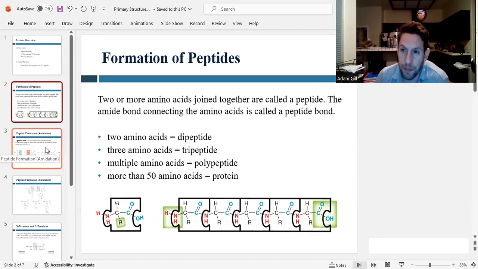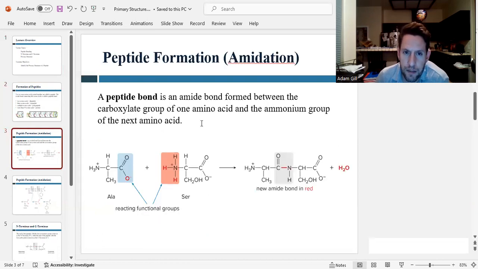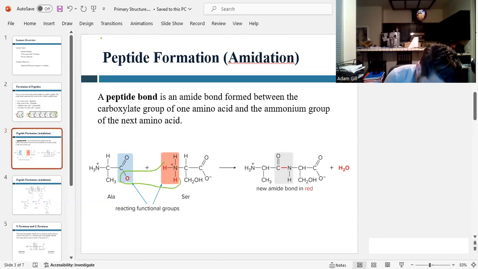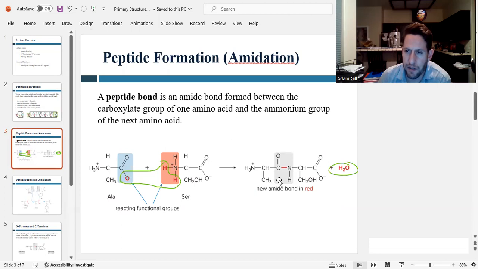So let's look at forming a peptide from amino acids. Once again, the peptide bond is just an amide bond formed between the carboxylate group of one amino acid and the ammonium group of the next. So it's just a typical amidation reaction like we learned in chapter 14. We're going to be kicking out H2O here as water, and we're connecting the carbonyl straight to the nitrogen as an amide, highlighted in gray here, and the bond itself in red is the new amide or peptide bond. Since this is now a dipeptide made from two amino acids.